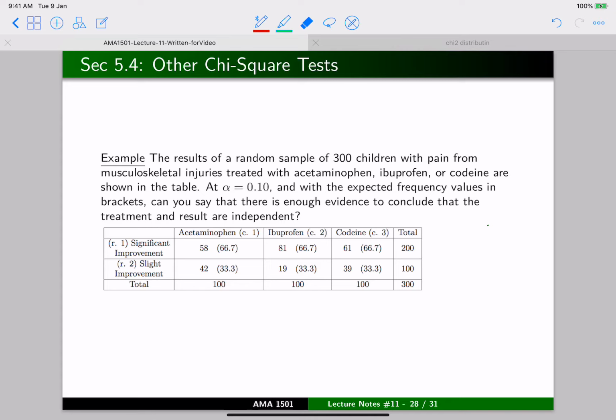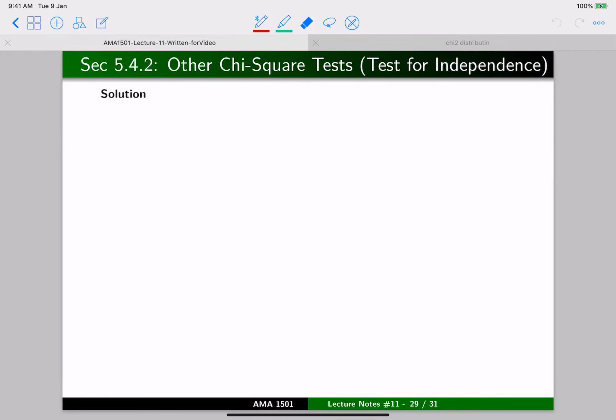Let's first define our null hypothesis. So the null hypothesis will be that the treatment and response are independent. Our alternative hypothesis is just that treatment and response are dependent.